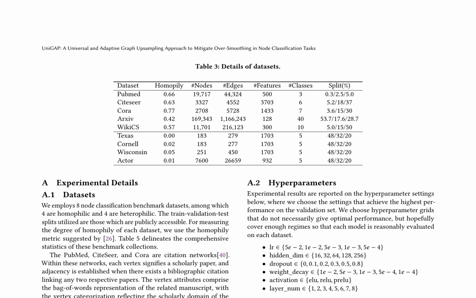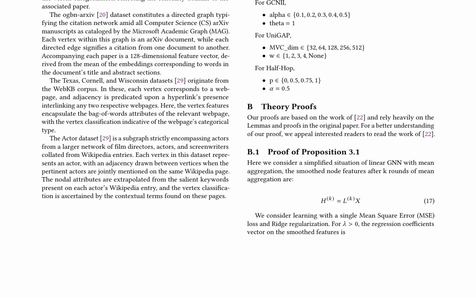Other datasets used include AugBNarchive, a directed graph representing the citation network among computer science archive manuscripts, and datasets from the WebKB corpus, such as Texas, Cornell, and Wisconsin, where vertices correspond to web pages and adjacency is based on hyperlinks. The actor dataset is a subgraph of a larger network of film directors, actors, and screenwriters collated from Wikipedia entries.